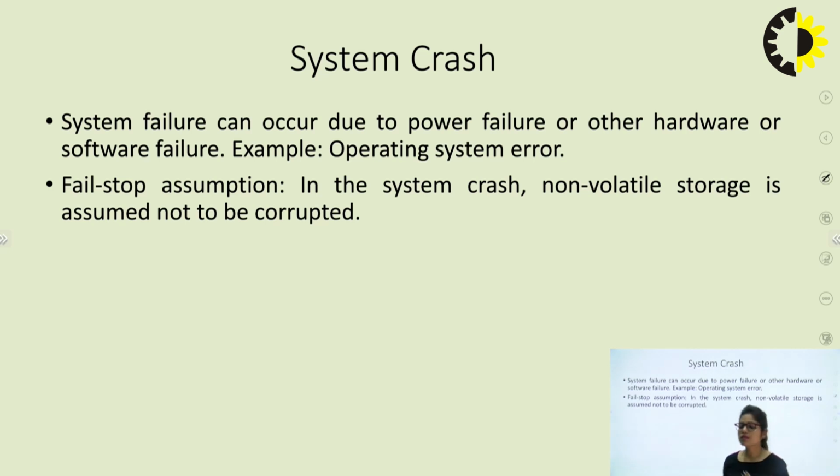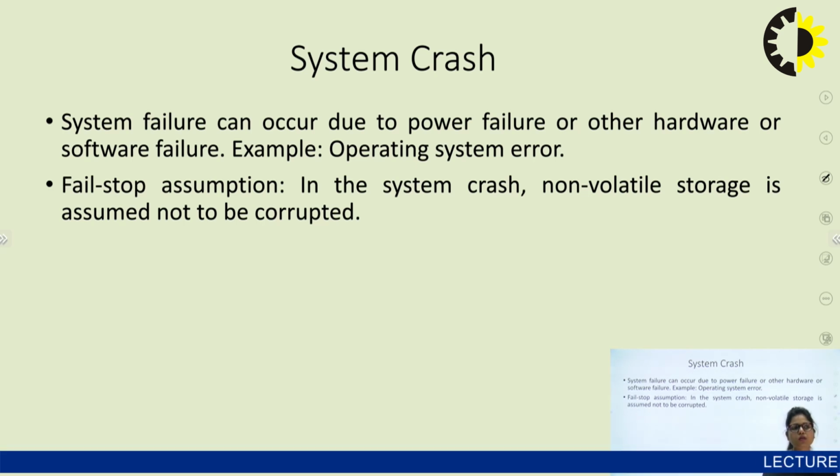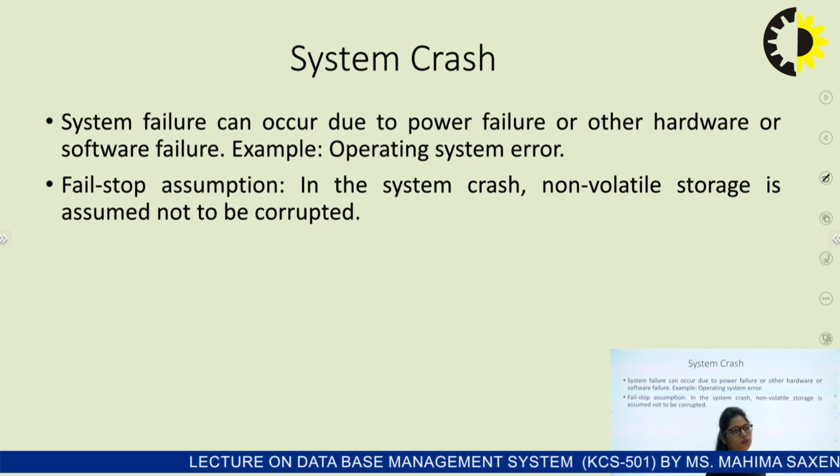Now, the second one is system failure. As we all know, what is system failure? System failure can occur due to power failure or any other hardware or software failure, for example an operating system error. Next is the fail-stop assumption. In a system crash, non-volatile storage is assumed not to be corrupted.